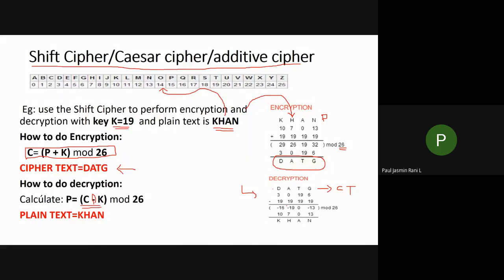Suppose when you get a negative sign, what you have to do? You have to take the mod function. Okay, sorry, 26. Add your 26 so that you will get a positive value, and you can find your plain text. Okay, this is for your additive cipher. This is very easy, and you can expect this type of question in Part A. Additive cipher, multiplicative cipher or affine cipher.